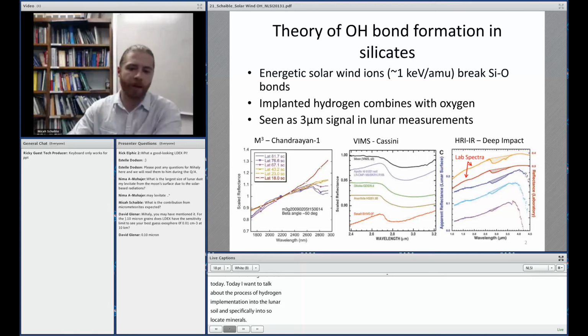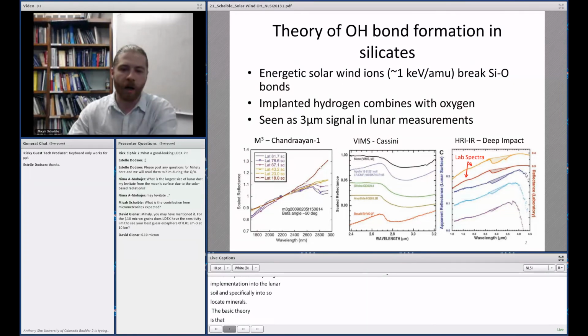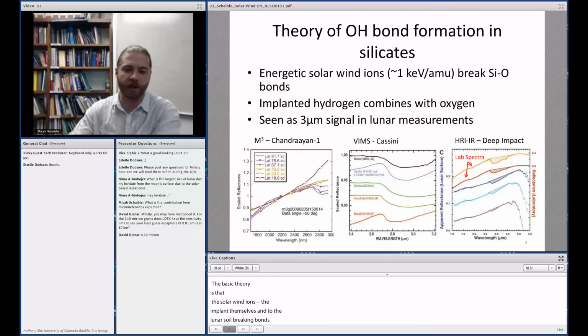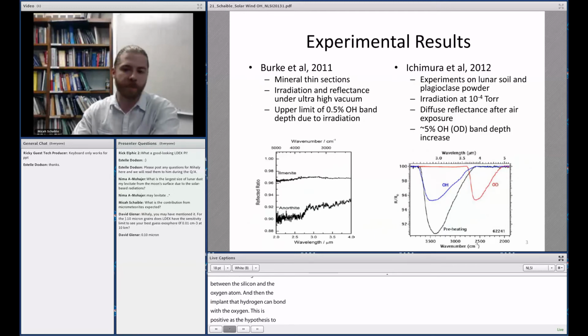do it easily. So the basic theory is that the solar wind ions implant themselves into the lunar soil, breaking bonds between the silicon and the oxygen atoms. And then the implanted hydrogen can subsequently bond with the oxygen. And this was posited as the hypothesis to explain the 3-micron band absorption seen in the 2009 measurements.